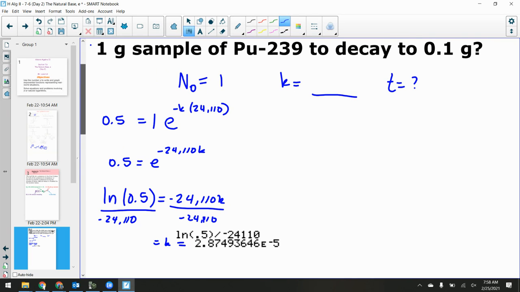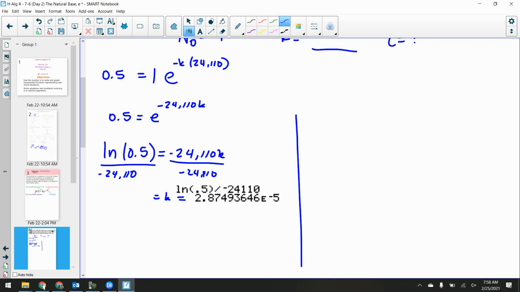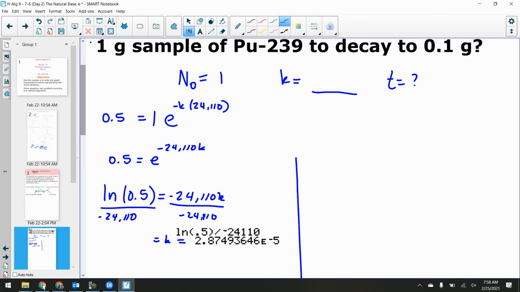We have not found what we're looking to find yet. We have not found our time. Because what I have to calculate is, well, I want to know when this 1 gram sample is going to go down to 0.1 gram. But I found k, right? This may look like an equation with 2 variables in it, but I'm just going to write k because I'm lazy, and I don't want to write 2.87 times 10 to the negative fifth. Okay, this is an equation with only 1 variable in it.